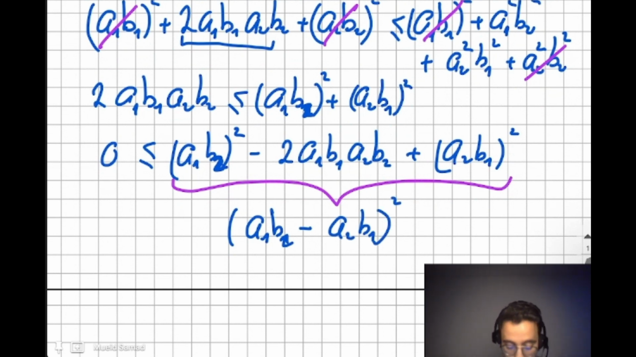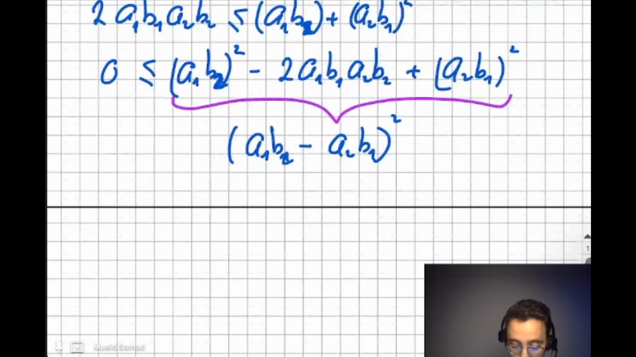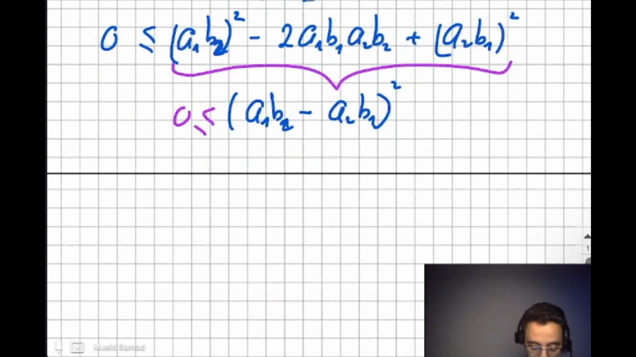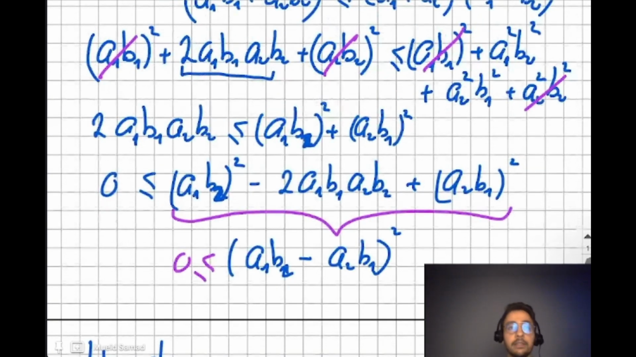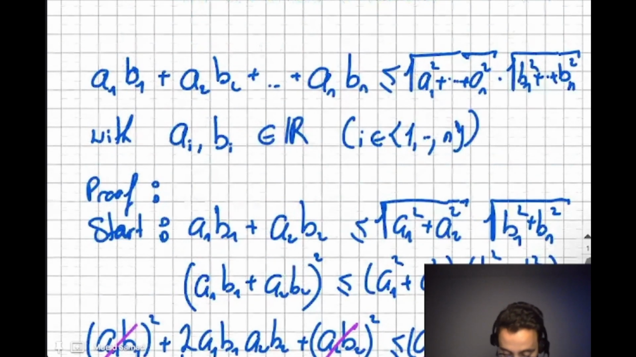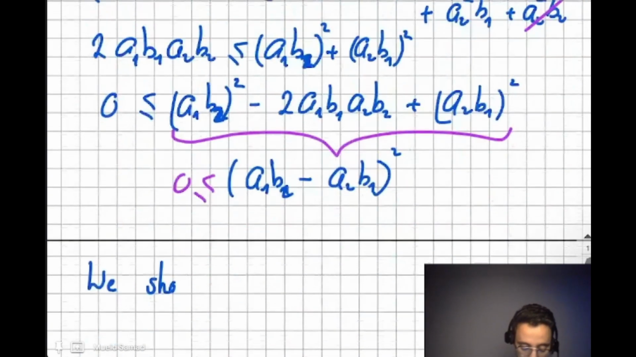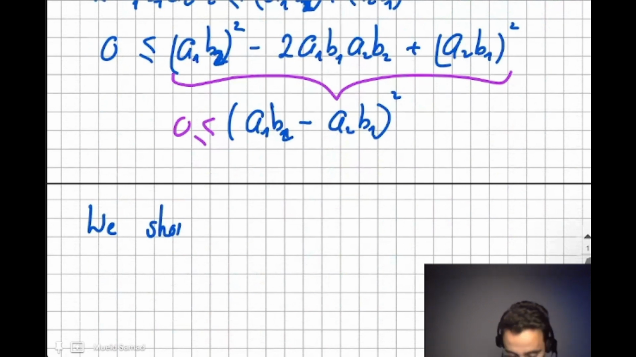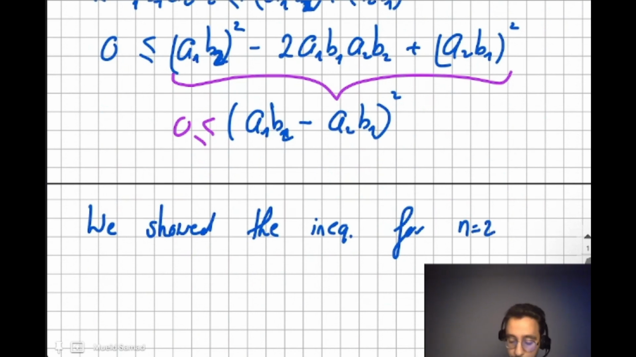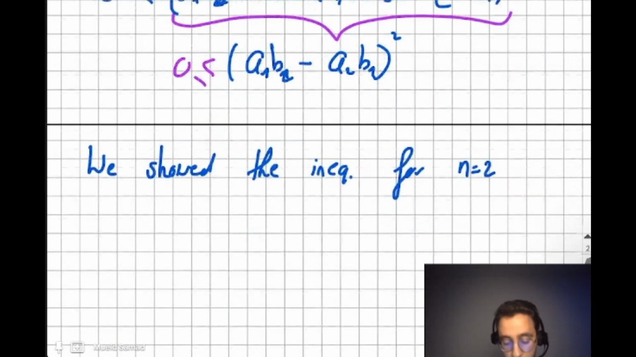Okay, and obviously this is always bigger than or equal to 0, because it's taken to the power of 2. Okay, so actually we showed, and of course this inequality is equivalent to the first one that we wanted to show, which is this one here that I marked with the green star. Okay, so we showed the inequality for n equals 2. For n equals 1, it's obviously true. This is a trivial case.